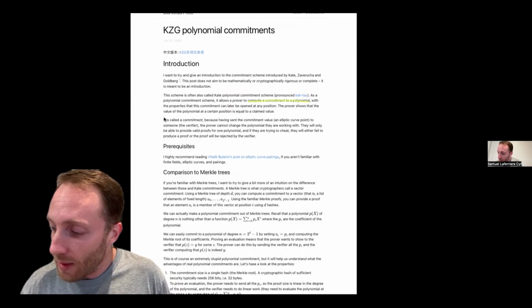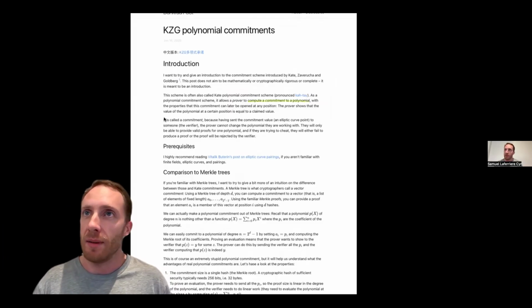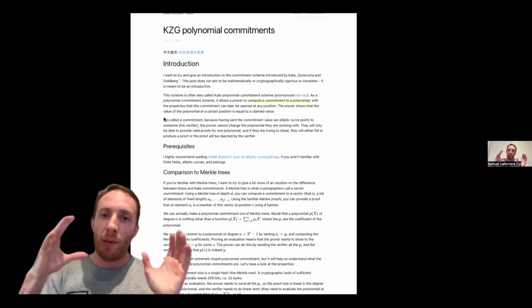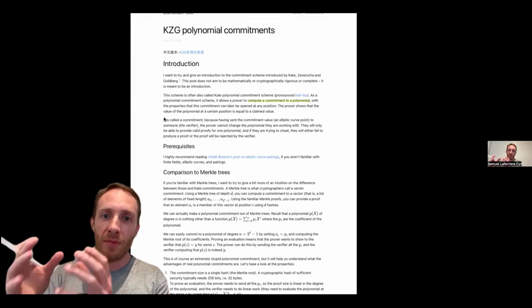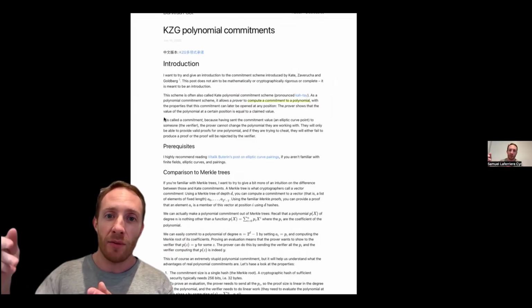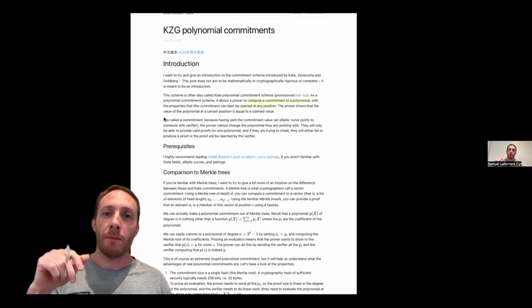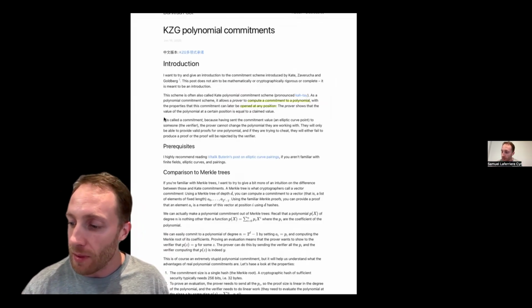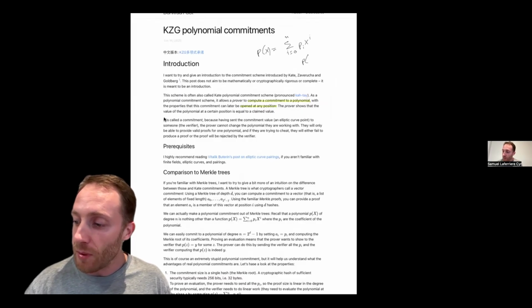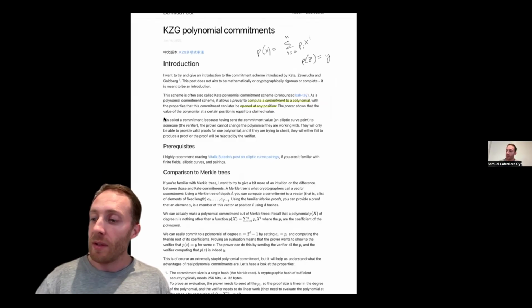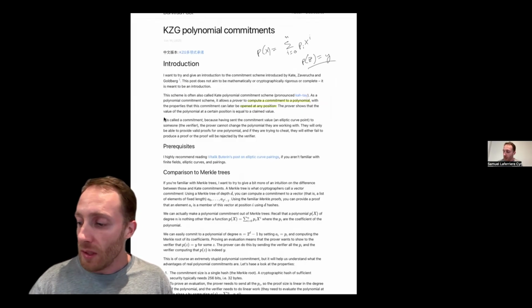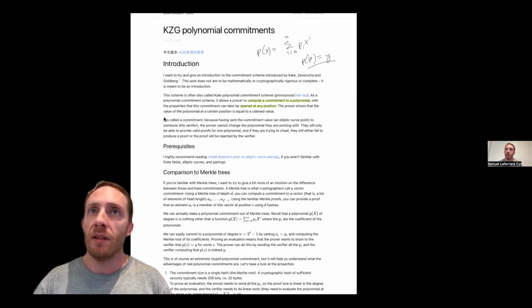Basically, we want to compute a commitment to a polynomial. What does this do? You have a polynomial, you commit it into this commitment, and using this, you can later reveal openings at any position. So if you have a polynomial p(x) equal to the sum for i equals 0 to n of p_i x^i, you can prove that p(z) equals y or whatever. That's the gist of it.